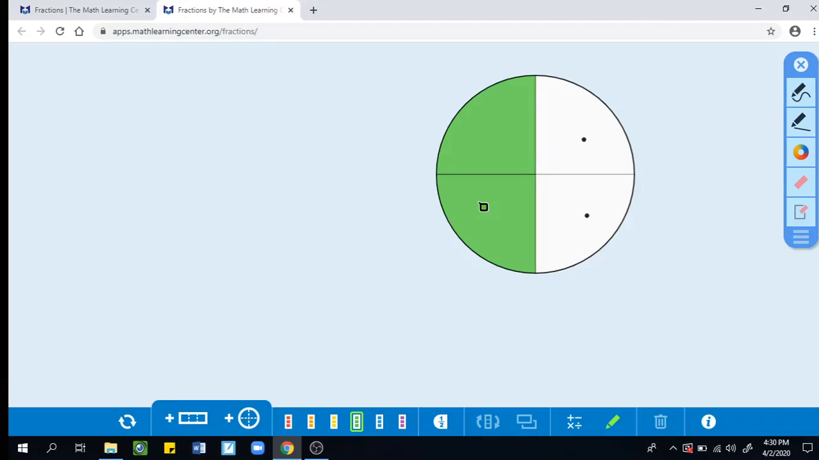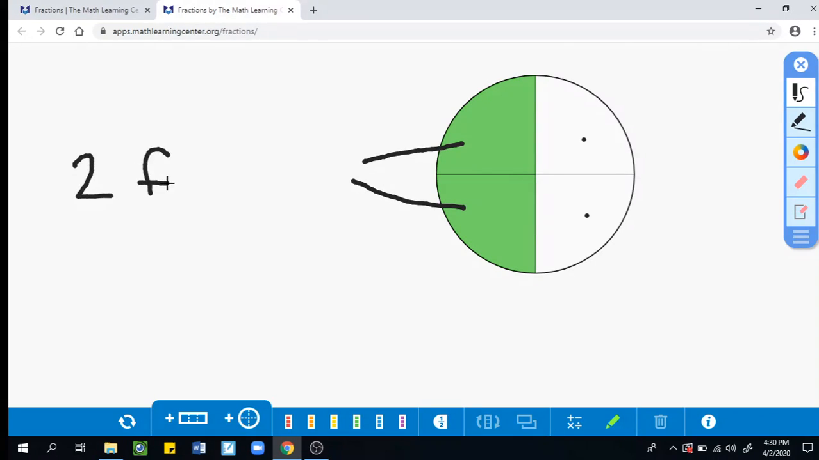Okay, so now these are fourths because I've cut it into 4 equal pieces, but I didn't eat one of them, I ate 2 of them. So now I could say that I ate 2/4 of a pizza. 2/4 of a pizza.